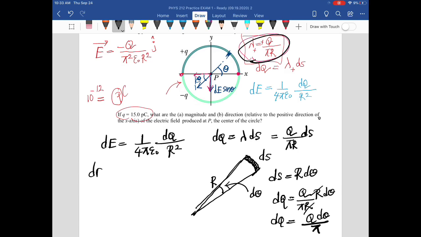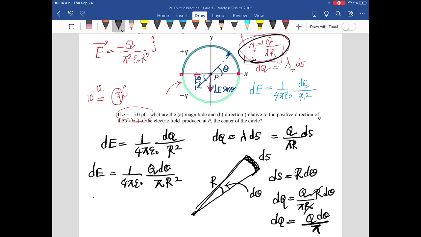So I can come back to this equation and write dE equals 1 over 4 pi epsilon naught times dq, and instead of dq I'm going to write q d theta divided by pi. This is what I have, divided by r squared.